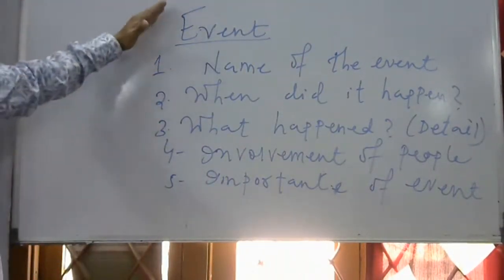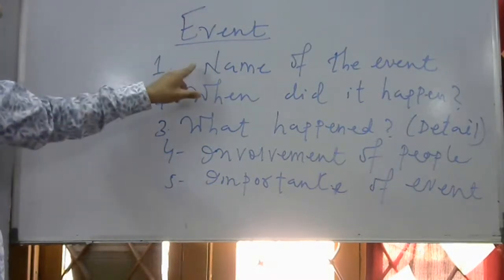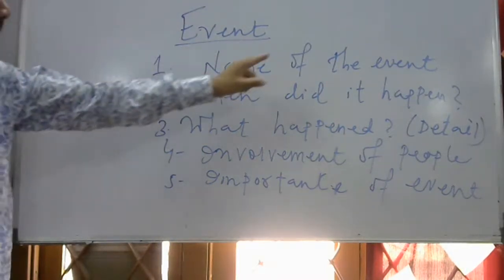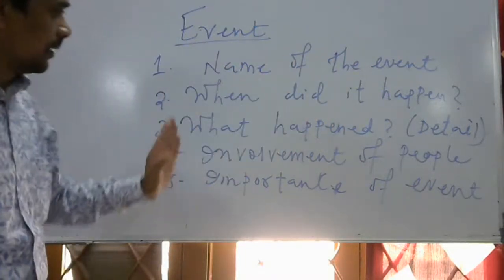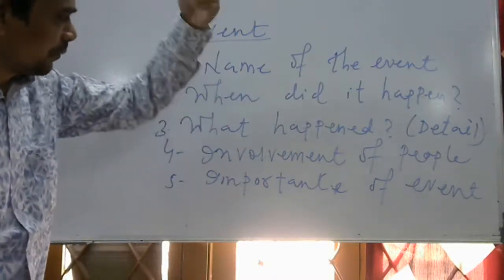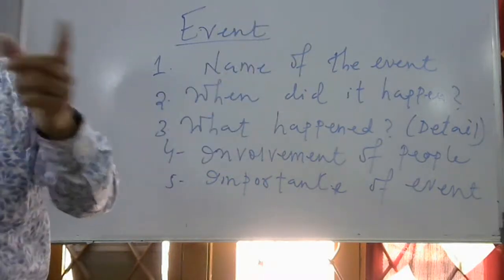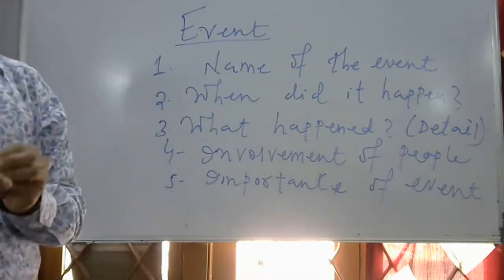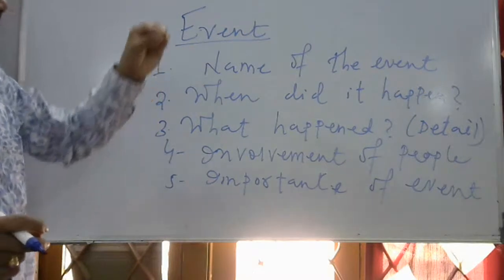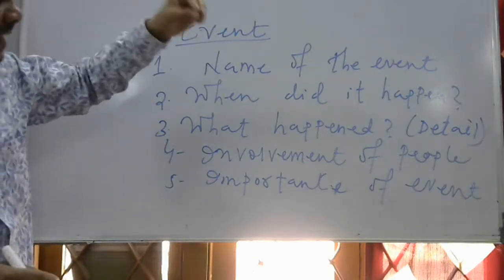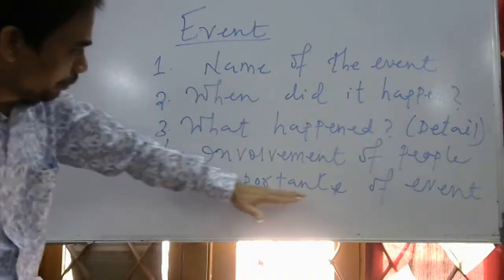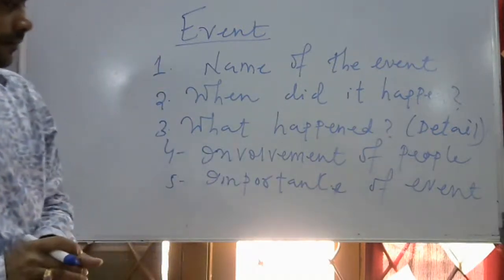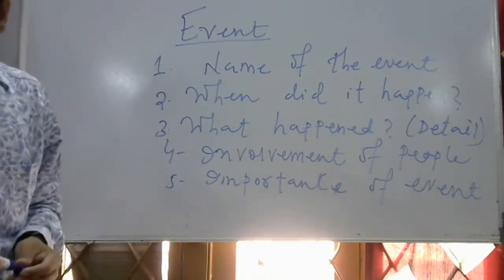Clear? Any event when you are writing in an exam, remember that you first think of the name of the event, then when did it happen, what happened, and the involvement of people, parents, whatever it may be. People is a collective noun, so it can cover everyone: boys, girls, kids, ladies, gentlemen, everyone. Then the importance of the event. Why is it important?